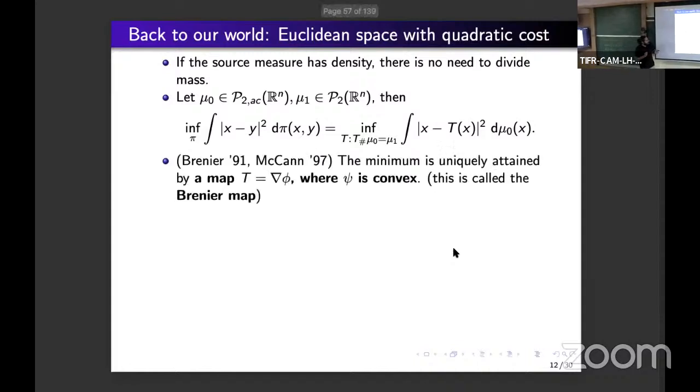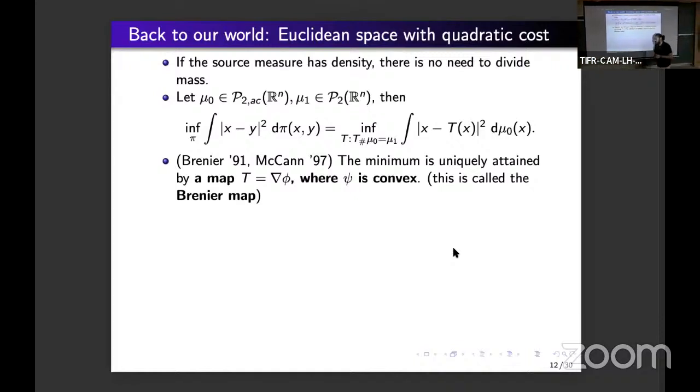And it was proved by Brenier originally and then refined by McCann that this minimum is uniquely attained by the gradient of a convex function. This thing is super important. If someone in the audience would treat this as an introductory talk on optimal transport, and if they want to remember one thing from it, then it is this.